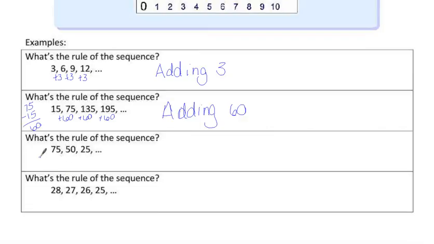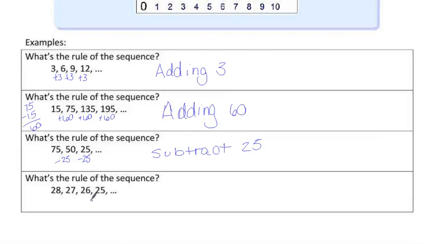All right, let's look at the next sequence. So what's the rule? Well, my numbers are getting smaller with this one. So I could be either subtracting, which would make numbers smaller, or I could use division. Division would also make numbers smaller. So let's think, 75 minus what would be 50? Well, if I do minus 25, that would be 50. And if I do 50 minus 25, that's going to be 25 again. So the rule for this one is subtracting 50. Oh, I'm sorry, not 50. 25.